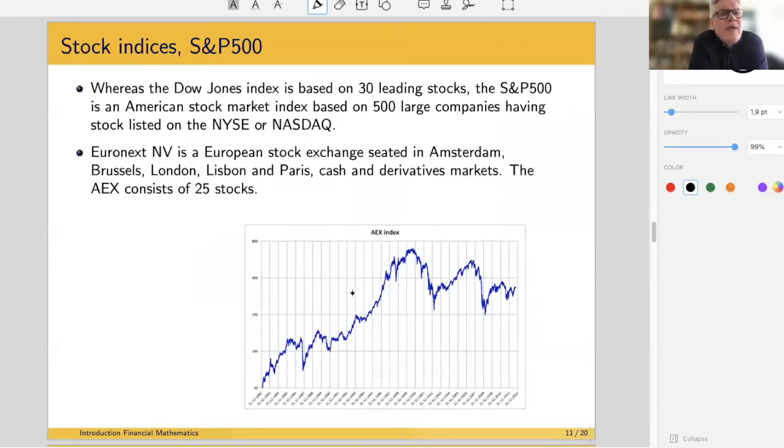And so we already saw the S&P 500 in the previous slide. So the Standard & Poor index of the 500 important stocks in the US in some sort of average representing the index. And next to the S&P 500, there's the Dow Jones Industrial Average Index that is based on 30 leading stocks in the US. The stocks are then listed in the New York Stock Exchange, NYSE, or on the NASDAQ. And in Europe, for example, Euronext is a European stock exchange and has seats in Amsterdam, Brussels, London, Paris, and Lisbon, for example. It's a cash and derivatives market, and the AEX index, the Amsterdam exchange, consists of 25 leading stocks.